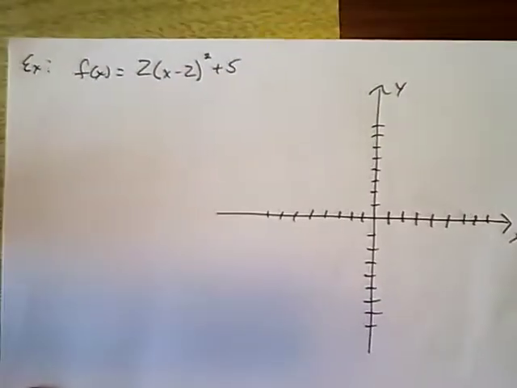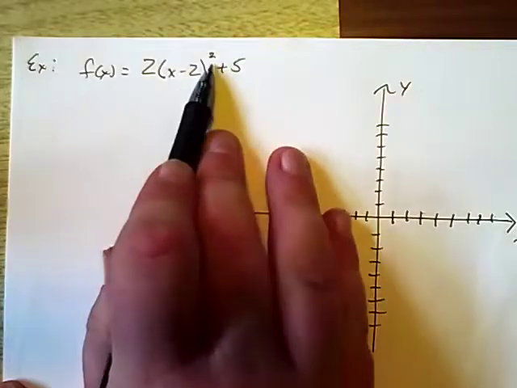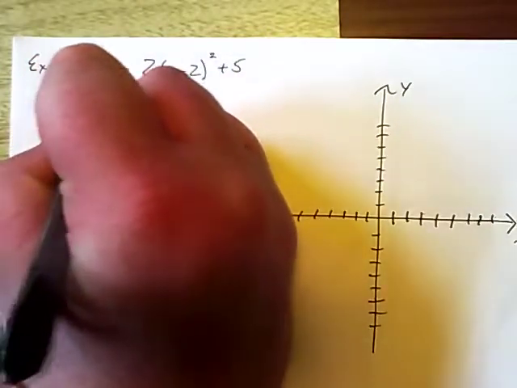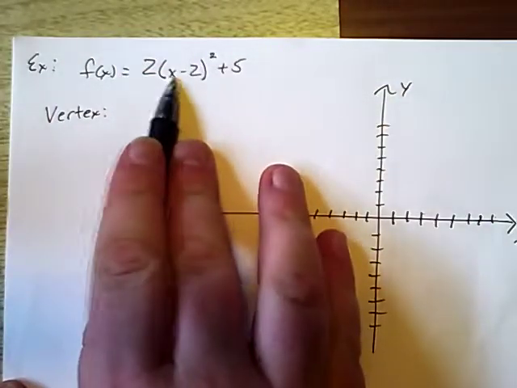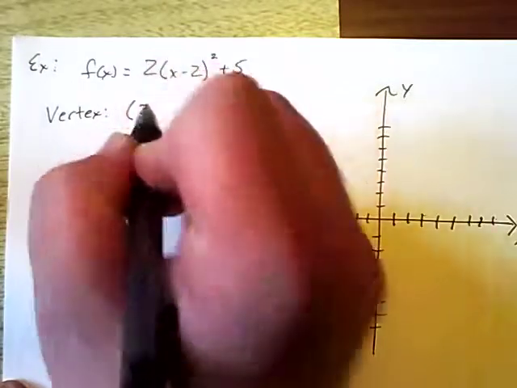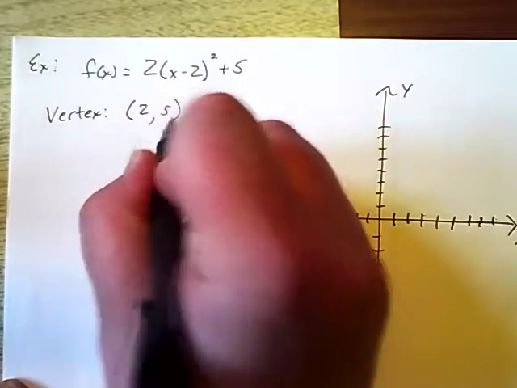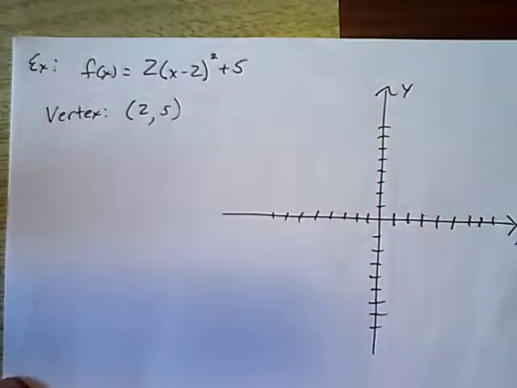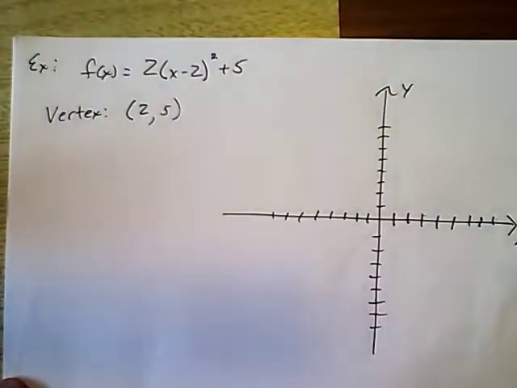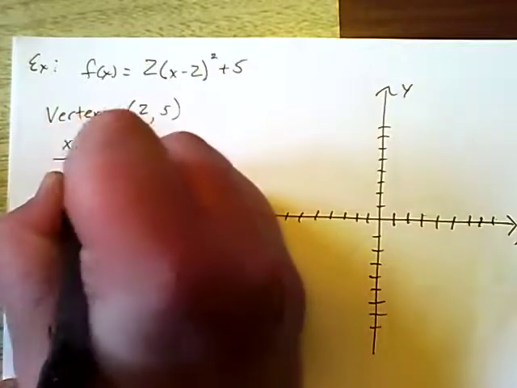Here we have f of x equals 2 times x minus 2 squared plus 5. And my vertex, this one's going to be nice and easy. I have x minus 2, looks like a negative 2 in here, but it's really a positive 2 for the vertex. It looks like a positive 5, and it's really a positive 5 for the y-coordinate. So the vertex in this one is 2, 5.